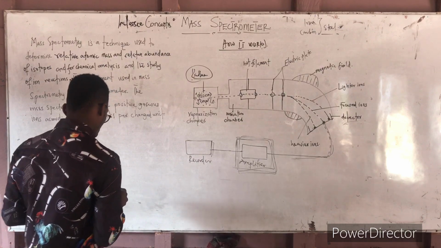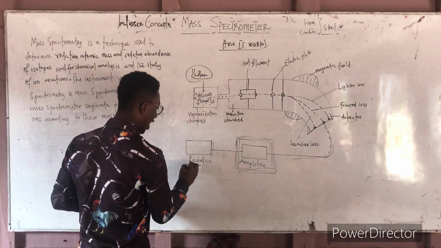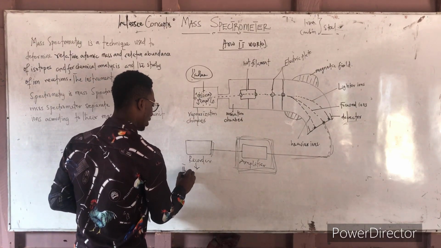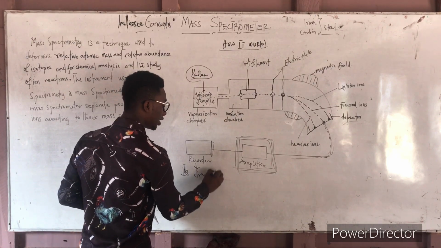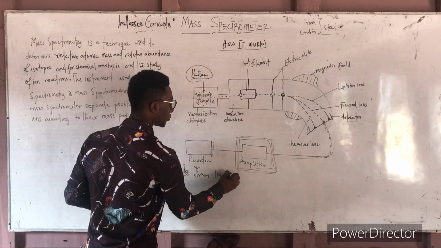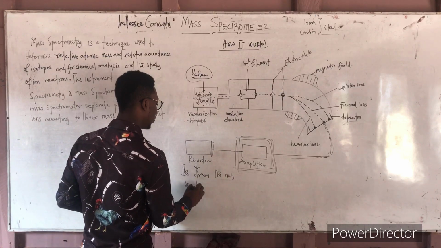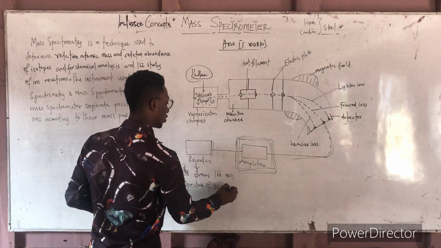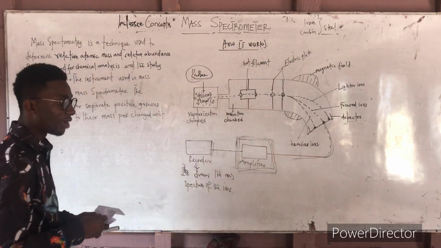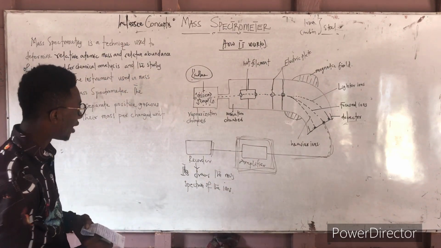Now the recorder draws the mass spectrum of the ions. The function of the recorder is that it draws the mass spectrum of the ions.